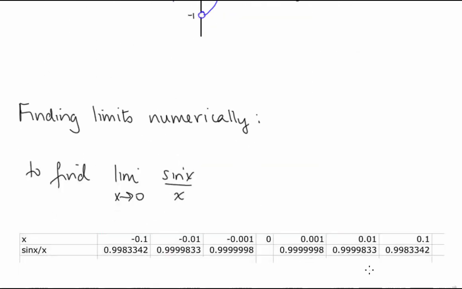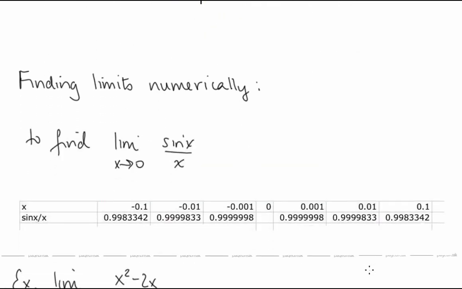Now let's take a look at finding limits numerically. For something like the limit as x goes to 0 of sine x over x, we might consider finding this limit numerically, and by that I mean taking some x values that approach 0 from both the left and the right and plugging them in to the function here.